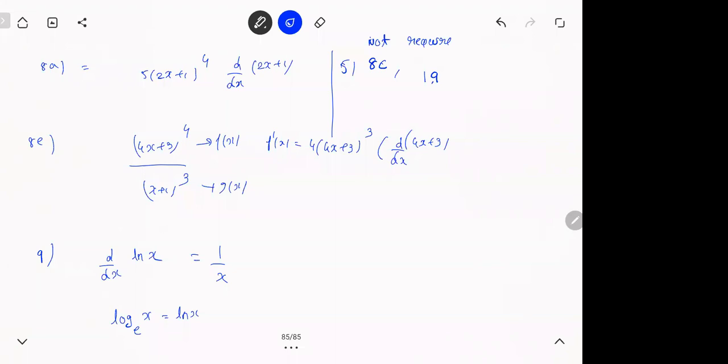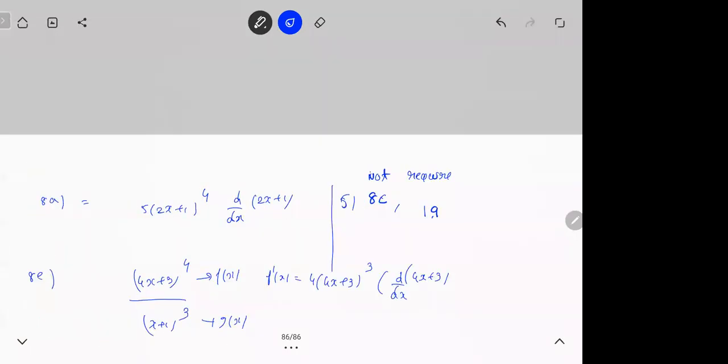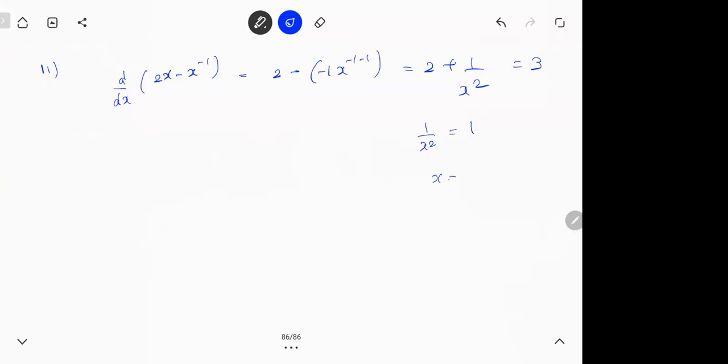11. Okay, Gunjan has found out. For what values of x is the derivative of 2x minus x power minus 1 equal to 3? First find its derivative. So that will be d by dx of 2x minus x power minus 1. This will be 2 minus (minus 1) x power minus 1 minus 1, that is 2 plus 1 by x square. Now he is saying this should be equal to 3. So 1 by x square is 1. So x is plus or minus 1.